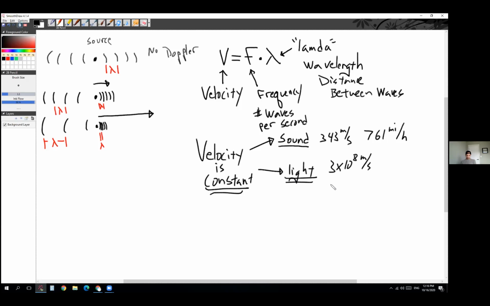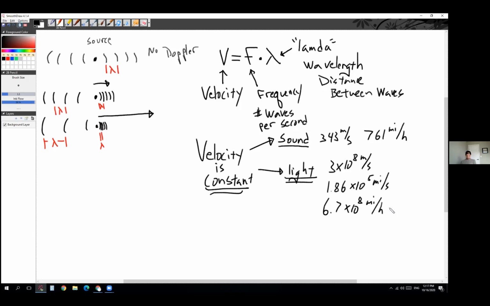The speed of light is also 1.86 times 10 to the 5th miles per second. And it is also 6.7 times 10 to the 8th miles in an hour. Light will travel 670 million miles in 1 hour. The point with this is that the velocity is constant. That is not what is changing. What's changing is the wavelength.